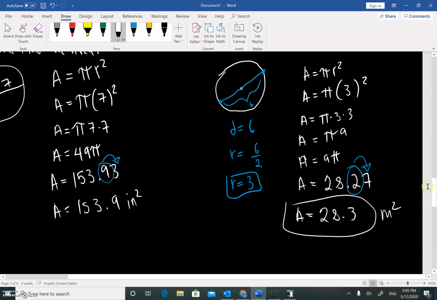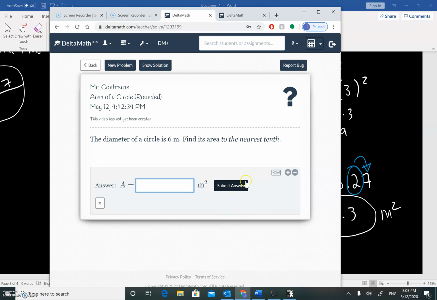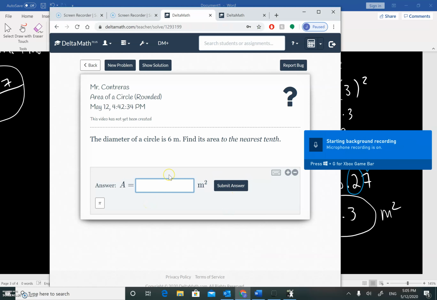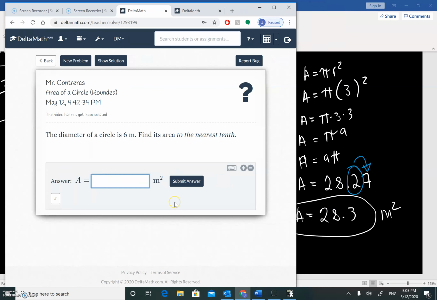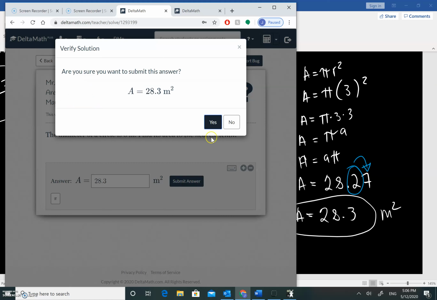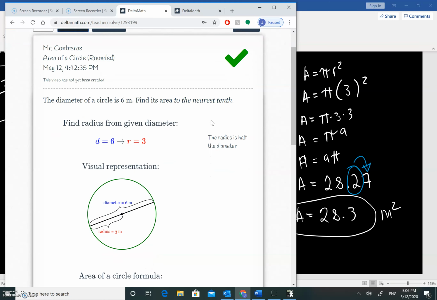So let's go ahead and put this inside our Delta Math so you can see how you would input this type of question. So you have the diameter of a circle is 6 meters, find its area to the nearest tenth. So we have the answer right here, 28.3. Now in this case, I do not input pi, although you have it here. You do not input this because you're rounding it to the nearest tenth, and therefore you already calculated it in your procedures once you use the calculator. So let's check our answer, and this is correct.